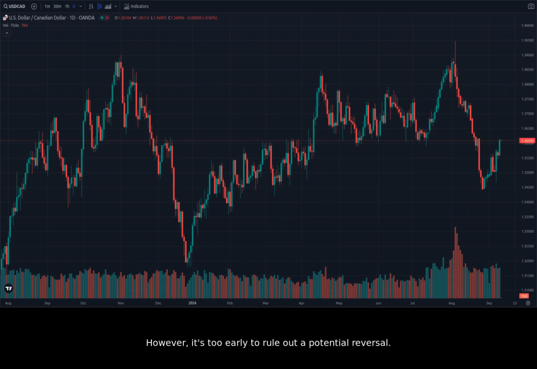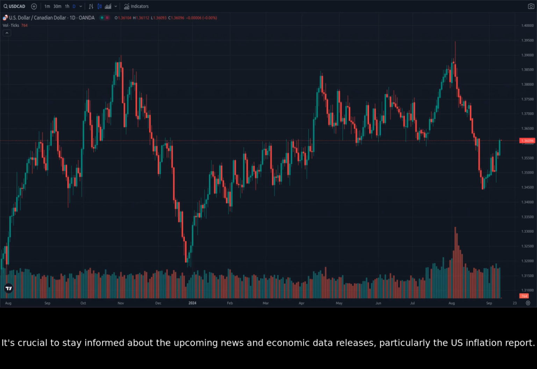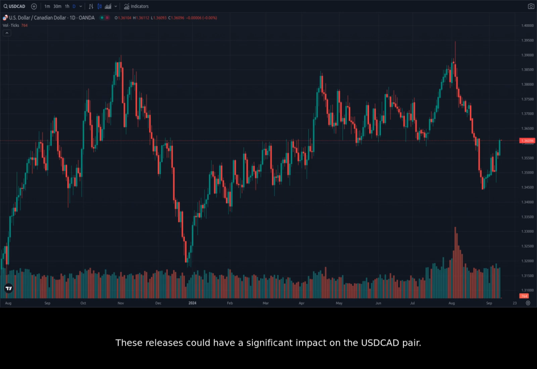However, it's too early to rule out a potential reversal. The price has shown some signs of support at the 1.33 level, and a break above the horizontal resistance at the May 15th low could signal a shift in momentum. It's crucial to stay informed about the upcoming news and economic data releases, particularly the U.S. inflation report. These releases could have a significant impact on the USDCAD pair.